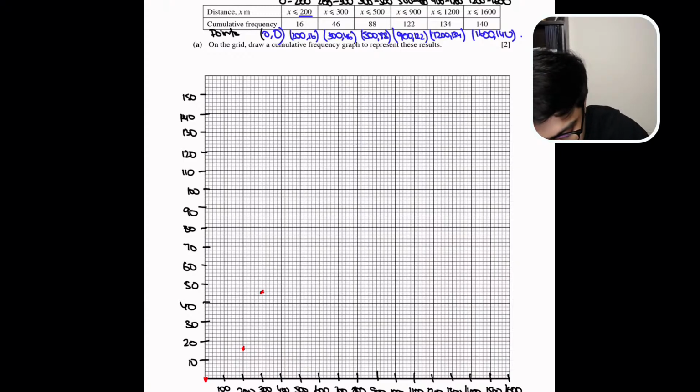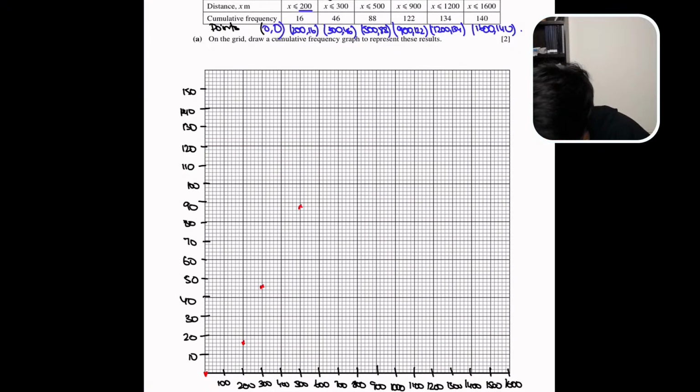Then it's going to be what? It's going to be 500, comma 88, which is going to be somewhere over here, right? So 500, comma 88 is going to be here. Then it's going to be 900, comma 122. So 122 is here and 900 is going to be here, right?